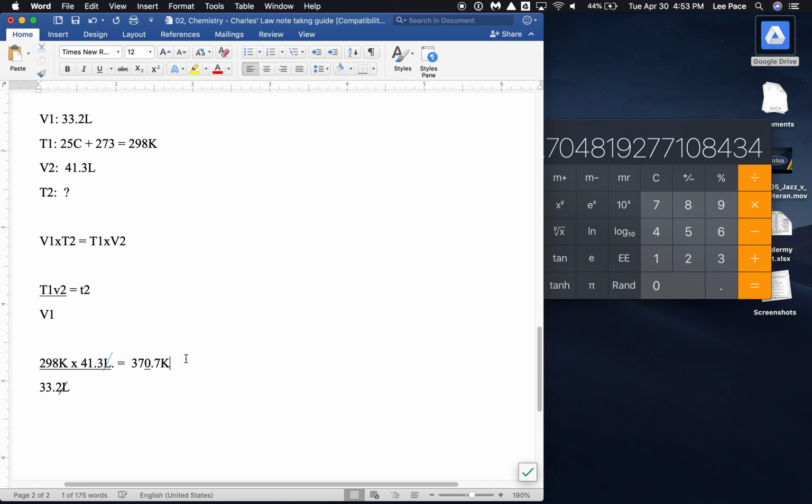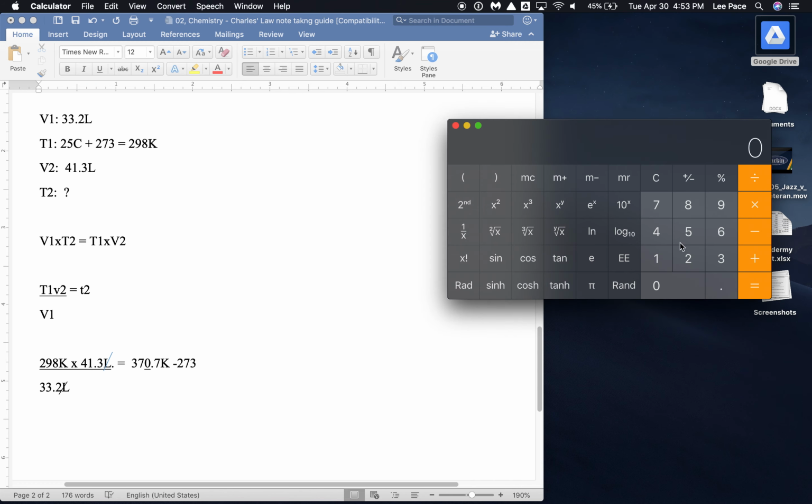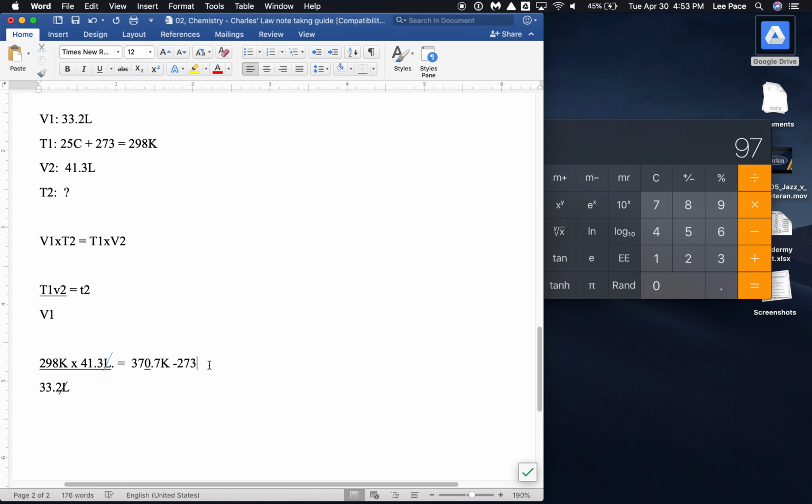And then I'm going to subtract 273, and I'm only going to subtract 273 because I'm good to 3 sig figs anyway. And I'm not going to do that in my head. 370 minus 273 equals 97 degrees.